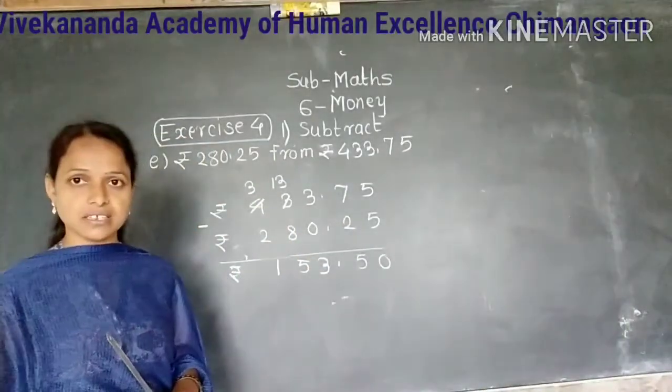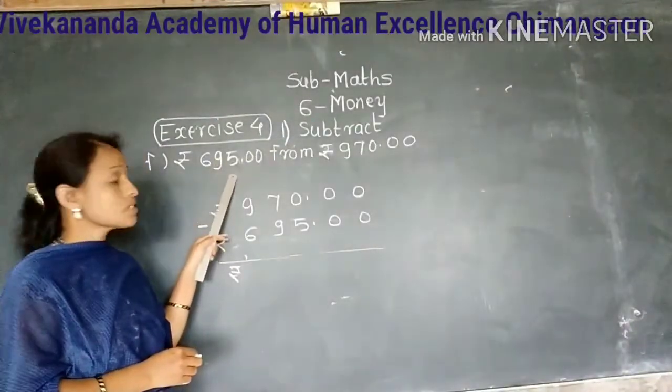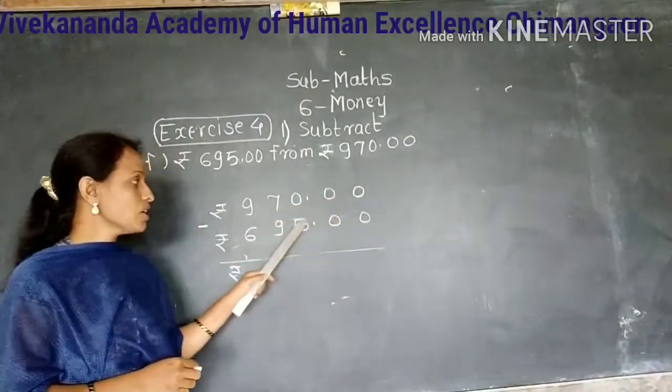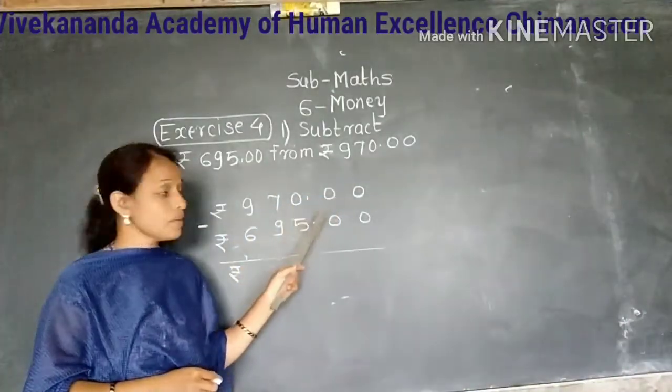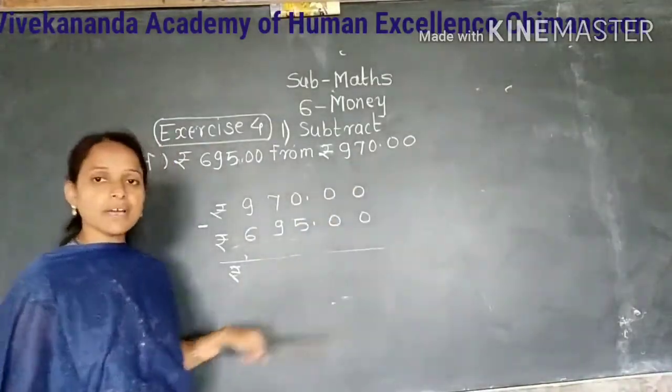We get the answer. Next example, subtract 690 rupees from 970 rupees. So here we arrange rupees and paise in columns by putting the dot. Now we subtract from the right. 0 minus 0.